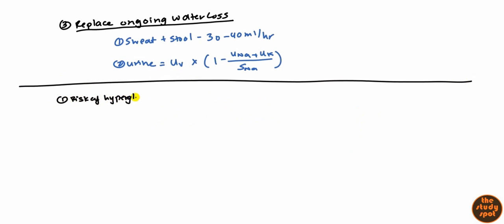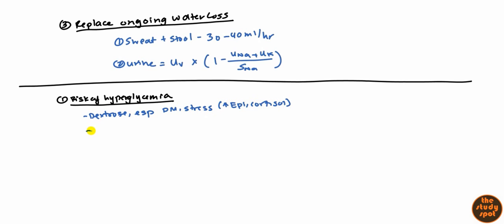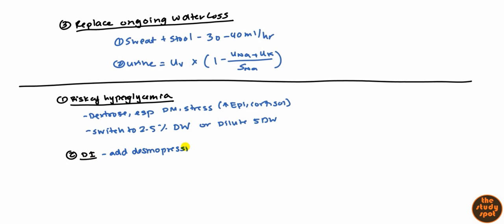Do remember, you have a risk of hyperglycemia. You are giving dextrose, and so after a while, especially if they have diabetes or they're under stress, this can occur. Sometimes if patients are under stress, like in trauma, they have high epinephrine and high cortisol, and that can trigger hyperglycemia as well. In these patients, you just want to switch to either a 2.5% dextrose water, or you can dilute the 5% dextrose water. That's one way of doing it. Also, if the patient has diabetes insipidus, you can try adding desmopressin. That tends to help as well.